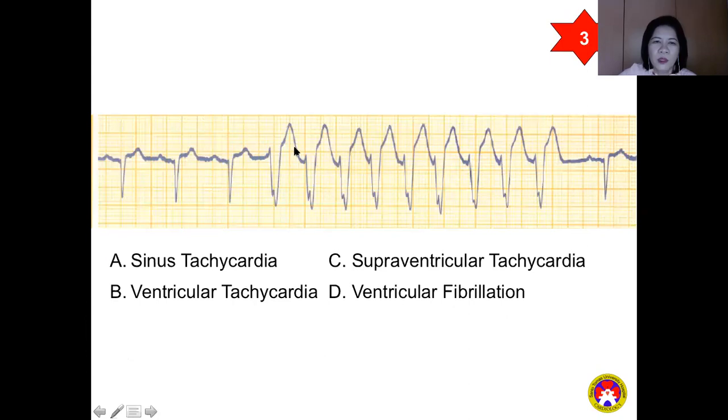This one, we see regular QRS complex. The QRS is very wide. The T is opposite in deflection. If we get the rate, the rate here is 300, 300, 150, 100 there. So it's very near 150. So this is around 140 with a wide, bizarre looking QRS, discordant T. So this is ventricular tachycardia.